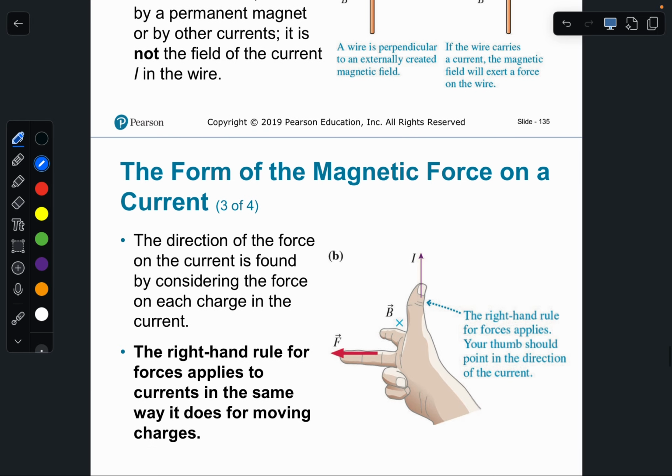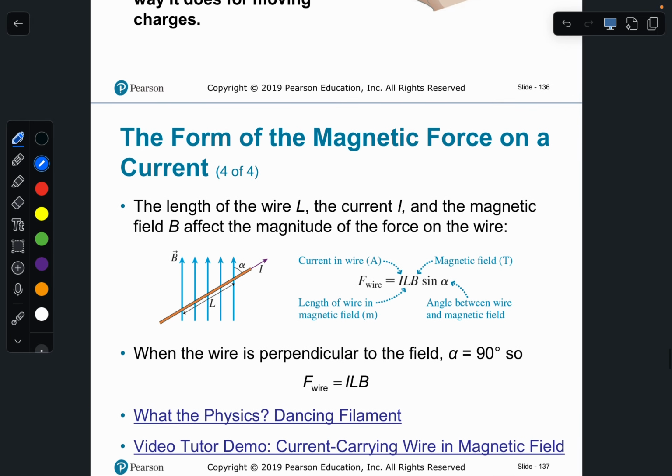Let me show you the equation. Very similar structure. Instead of QVB, it's ILB. Where I is the current, L is the length of the wire. And then alpha again is the angle between the two vectors. The IL vector is simply this vector right here created by the current and the length, and then the B field.